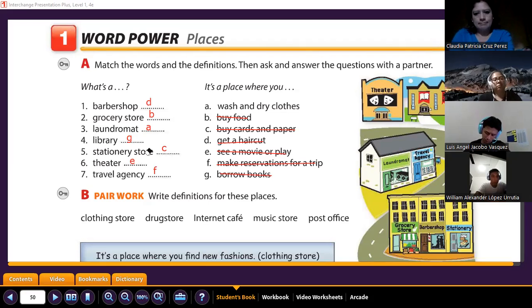Okay. What's a barber shop? It's a place where you get a haircut. Wilson, you make the question to Claudia. Perdón, solo la dos sería, ¿verdad? Number two, yes, please. What is a grocery store? It is a place where you buy food.